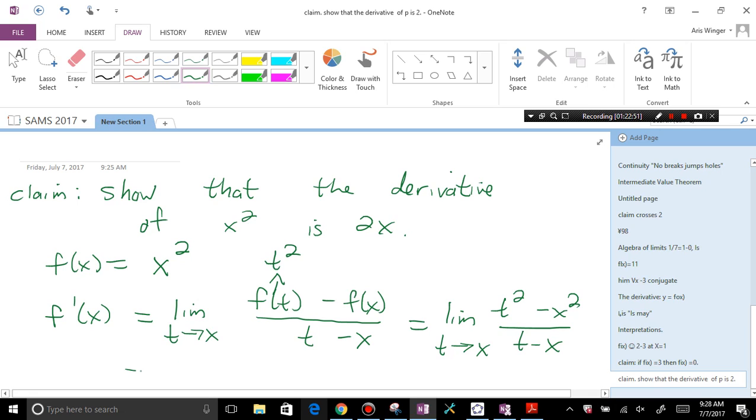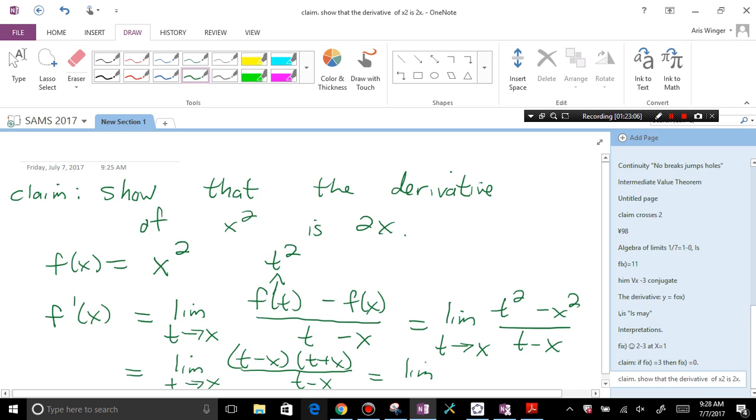This is equal to what? The limit as t tends to x of t minus x times t plus x, all over t minus x. Which is equal to the limit as t tends to x of t plus x. And all the t's become x's. This is x plus x, which is 2x.